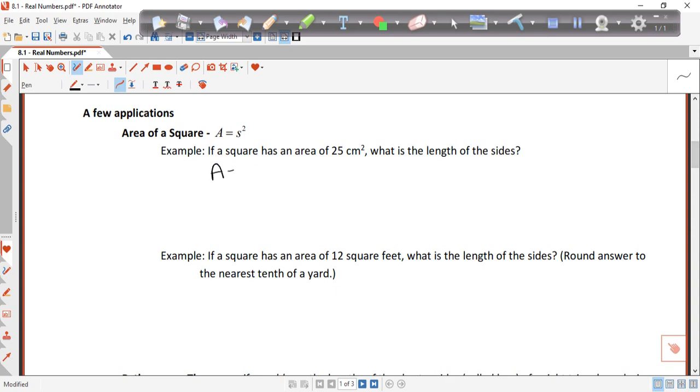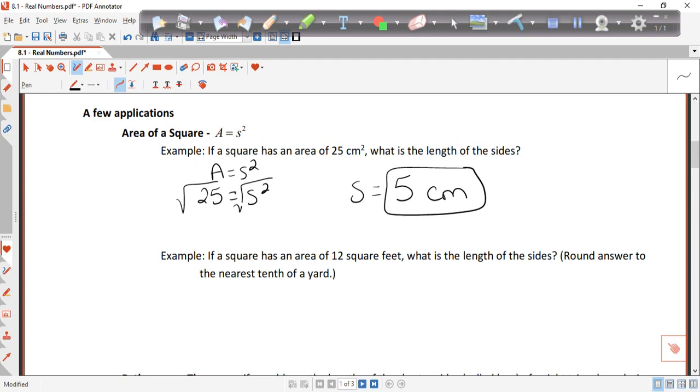Okay, so I'm going to write up the formula and put 25 in for A. And in order to solve for S, I'm going to take the square root of both sides. And then S equals 5. The square root of 25 is 5 centimeters. So this one came out to a rational answer.